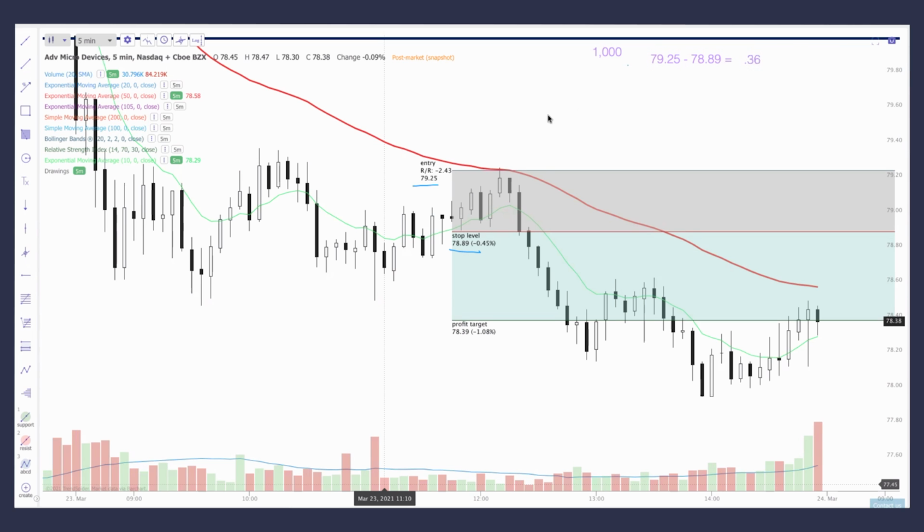So check this out. With a $1,000 risk and 36 cents, your share size is actually 2,777 shares. Since AMD is at about $78.89, that's almost $250,000 of cash that you're going to be putting on the table, with cash and margin. If you have a $100,000 account, most brokers give you 1 to 4 day trade margin capability. So this would be an outlay of $219,000 of cash.